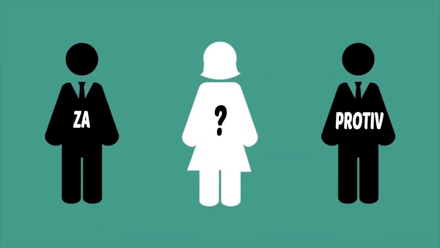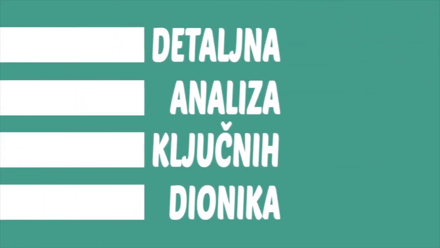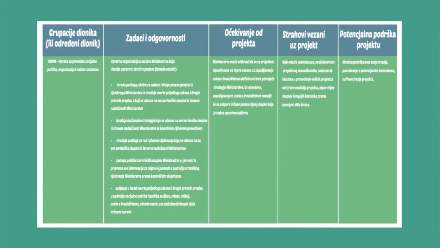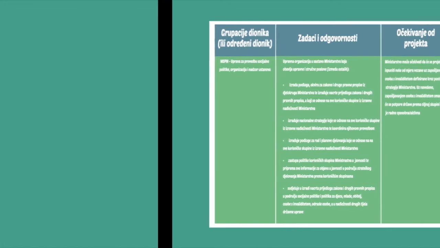To understand their stake in the future project, it is necessary to make a detailed analysis of the key stakeholders by using different tools and tables. One of the possible tables is as follows. If we took one of the key stakeholders from the previous example of the completed stakeholders analysis, it would look like this. Once a detailed stakeholders analysis has been made, the second stage of the analysis is introduced: problem analysis.